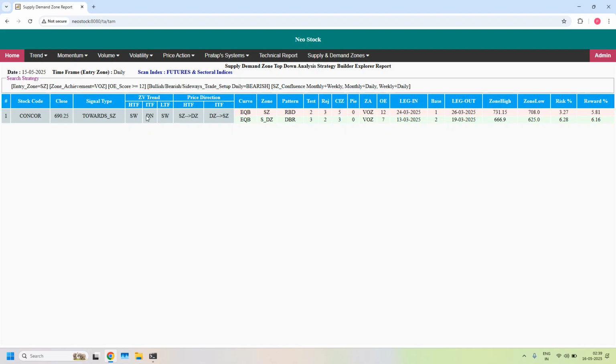But this ITF is having EMA confluence. So that is the reason why it already gave a good success rate. So this is bearish trade setup for monthly income trade. Next we will look into weekly income trade reports.